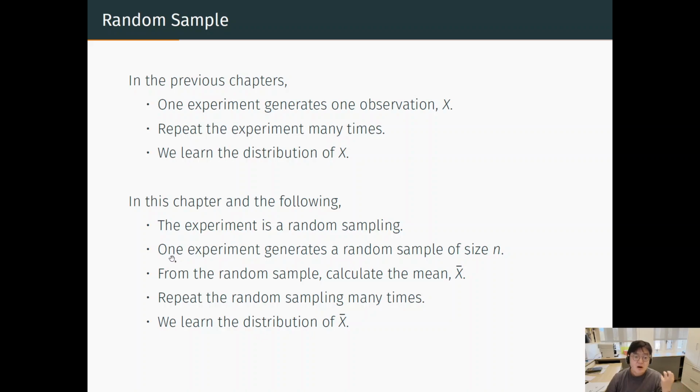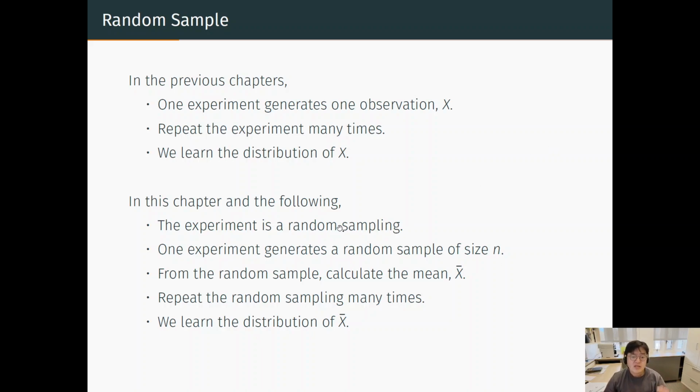That means already one experiment includes size n. N observations are generated from one experiment. And if you repeat the experiment another time, then you are going to have another set of n observations, right? It's like a survey of 1,000 people.